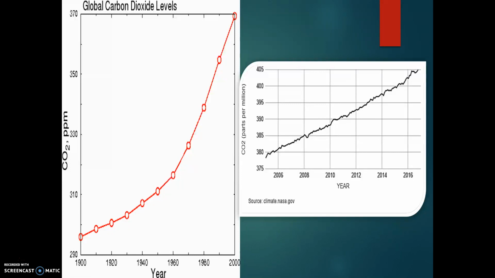So this is a graphic depicting carbon dioxide concentration in parts per million. The concentration is on the y-axis, and the time frame is from the 1900s to the year 2000. The graph is depicting global carbon dioxide levels and how they've increased over time from 1900 to 2000, a 100-year time frame. And then this graphic is a continuation in parts per million from 2006 to 2017. So we have seen an increase in carbon dioxide, and we're currently at about the 400 parts per million level, whereas we were at about 300 parts per million back in the 1900s.